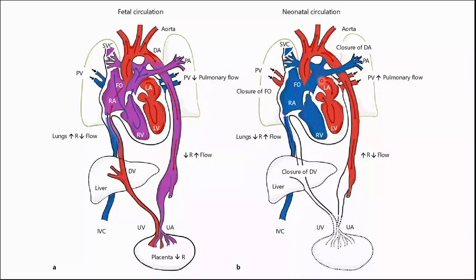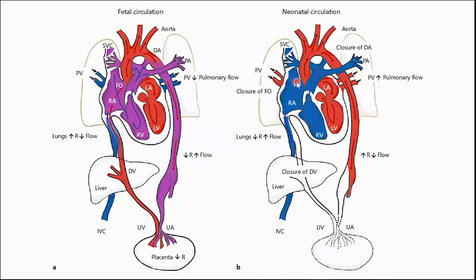So what happens soon after birth? The low resistance placenta is taken off, and therefore the vascular resistance of the systemic circulation goes up. At the same time, in the pulmonary vasculature, with the aeration of the lungs and when the partial pressure of oxygen in the lungs goes up, all of a sudden the pulmonary vascular resistance drops. Therefore, the pulmonary blood flow increases all of a sudden. And this leads to a reduction in the right ventricular pressure as well.